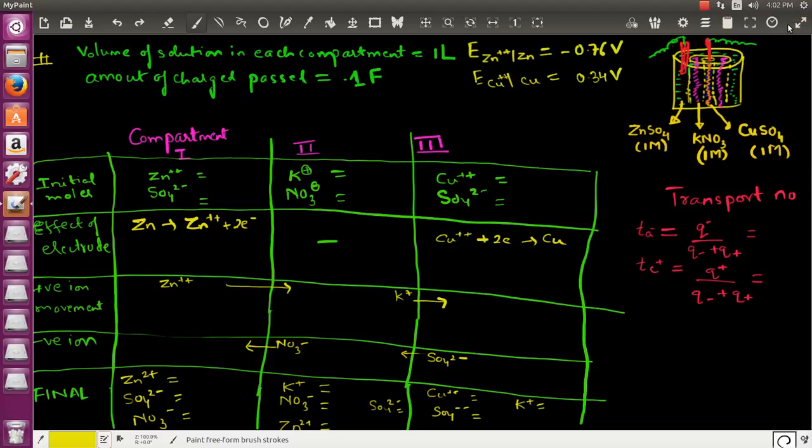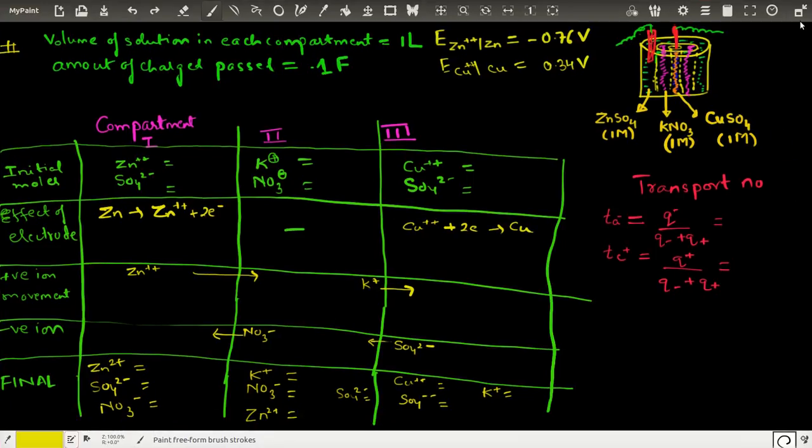Friends, and welcome to this important session on electrochemistry. Here we have taken one example of a three compartment container which is forming an electrochemical cell.